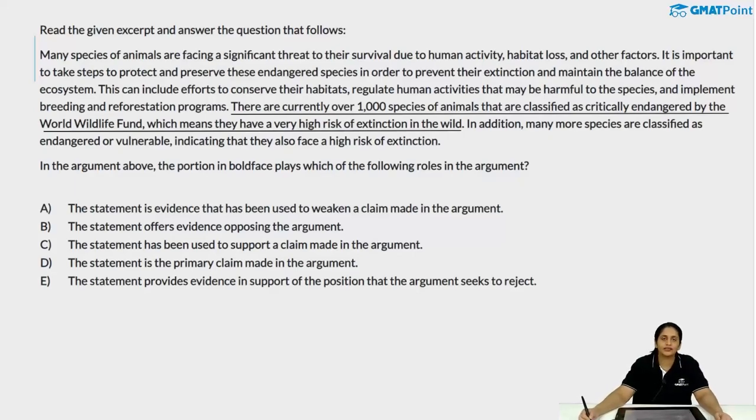So in this case, what is the conclusion and main argument that the author is making? That we need to do something, otherwise animal species are going to go extinct. Many species are facing a significant threat due to human activity, and we need to take steps to protect them. So the main conclusion is that it is important to take steps to preserve them and prevent their extinction. This is the main conclusion as such.